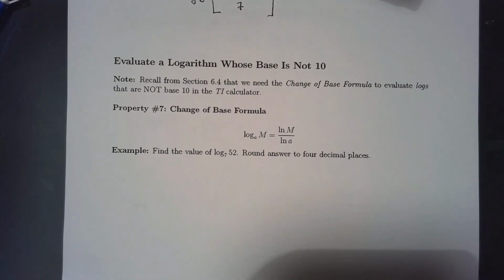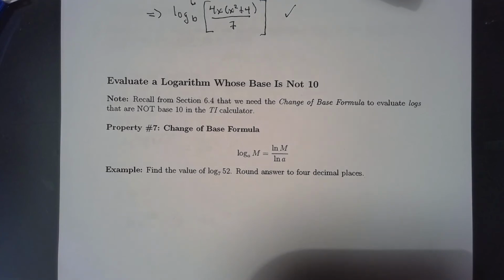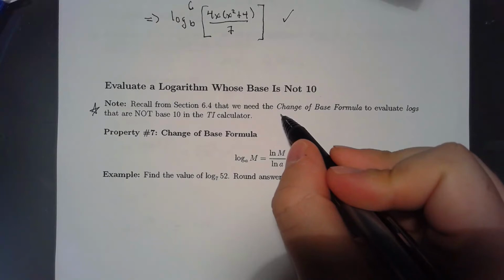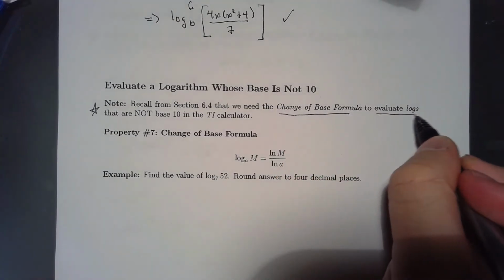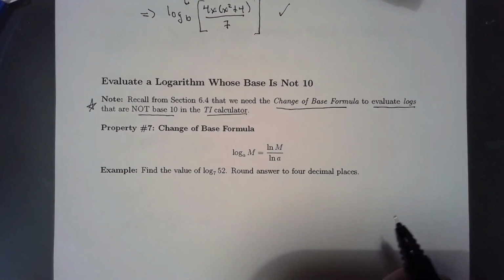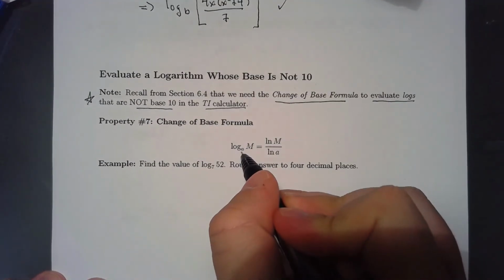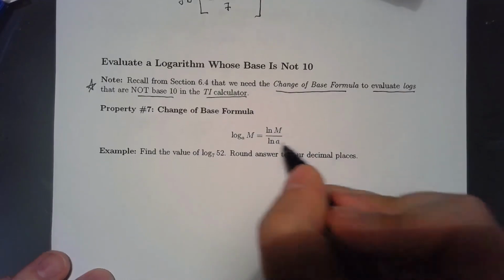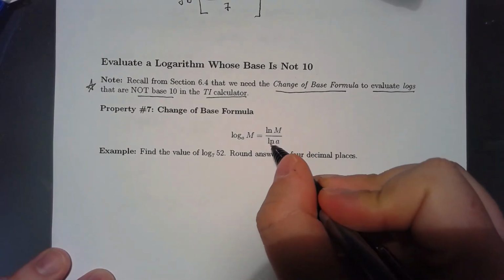The last part of these notes involves using the change of base formula. So here's the change of base formula. Remember we said in the previous section that we need to use the change of base formula to evaluate logs that are not base 10 in the TI calculator. So here's how we do it. If you have a log base a of some number or some expression, you could rewrite it using natural logarithms. You could rewrite it as ln of m over ln of a.